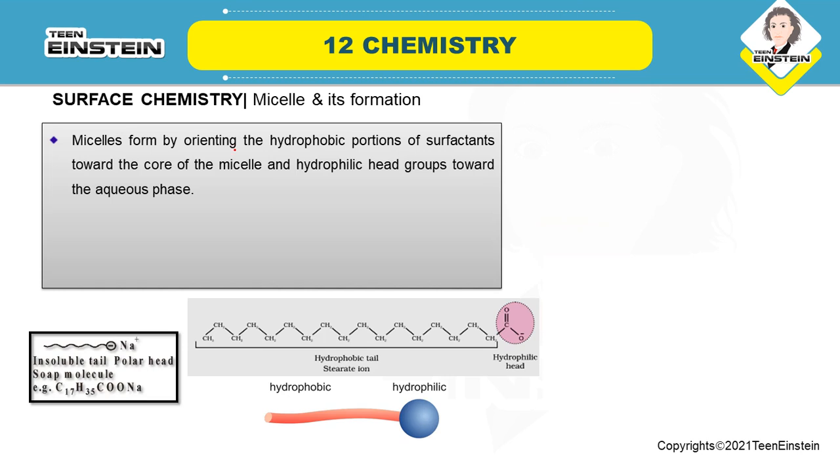Micelle and its formation. A micelle forms by orienting the hydrophobic portion of the surfactant, that is the tail portion, towards the core of the micelle. We have already seen this type of picture. The head will be on the outer surface, because outside there is water. Here we have the example of the soap molecule C17H35. This is the hydrophobic tail, this is the hydrophilic head. Here is another picture, and you can also draw it this way. This is the hydrophobic part, this is the hydrophilic part.